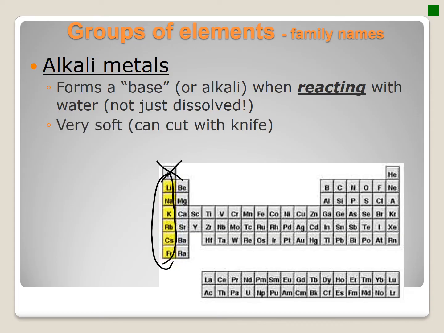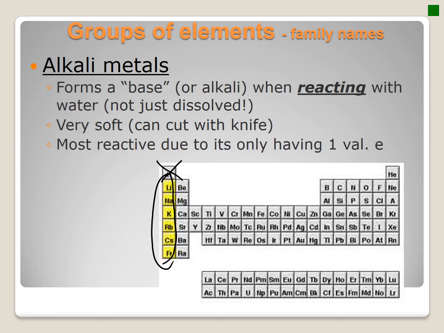They are very soft and you can actually cut them with a knife. So they're not that solid, hard substance that you couldn't cut with a knife that you need like a saw or something to do. Instead, think more of like butter and you could cut it with a butter knife. And they are the most reactive metals. And why are they the most reactive metals?